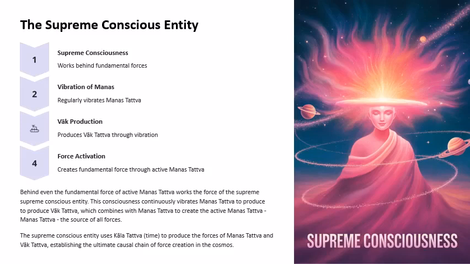How does it supposedly do this? Is there a mechanism described? The source brings in another tattva, Kala Tattva, which translates to time. It says the supreme conscious entity uses Kala Tattva, time, as the instrument to produce the inherent forces within Manas Tattva and Vak Tattva. This establishes what the source presents as the absolute root causal chain for force creation in the universe. Consciousness using time, acting on fundamental principles, mana, Vak, to generate the unified force, active Manas Tattva, which then manifests as everything else.